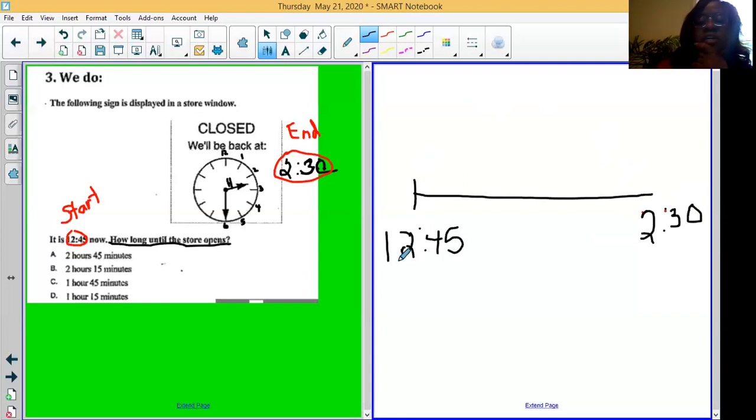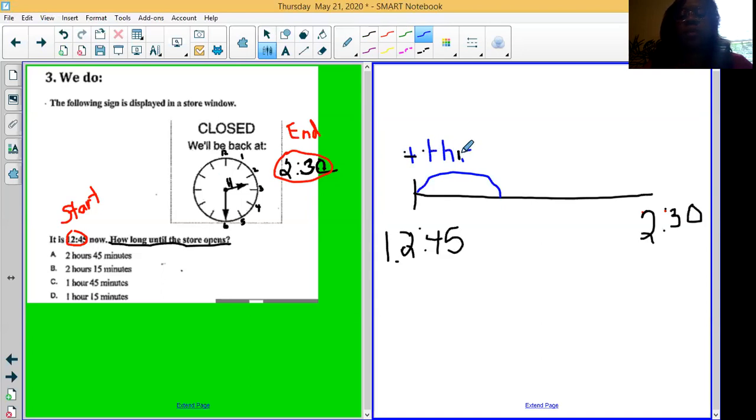So now 12:45, 12 is our hour of 12:45. 2 is our hour over here. We're trying to get from 12 until 2 o'clock. Okay, so we're going to begin by jumping one whole hour. So let's jump 1 hour. Put plus 1 hour above your jump. Okay, so we've gone from 12:45, 1 hour later, makes it, you're exactly right, it makes it 1:45.